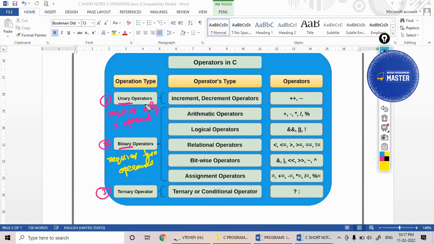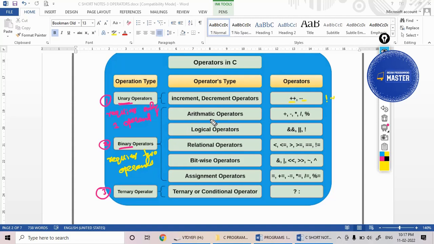What are the examples of unary operators? Plus plus and minus minus are examples of unary operators. I can also say the logical not, as well as the one's complement operator. These also come under unary operators.